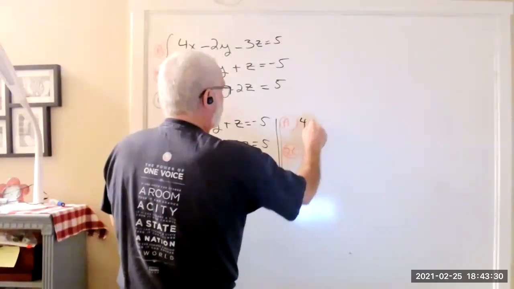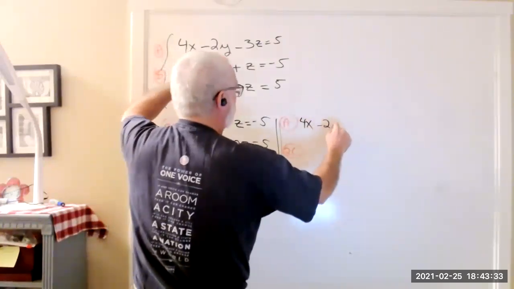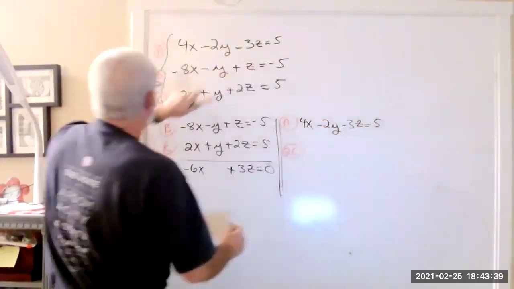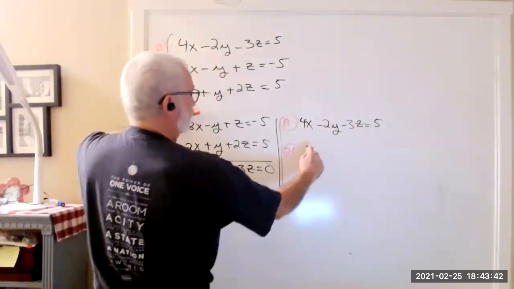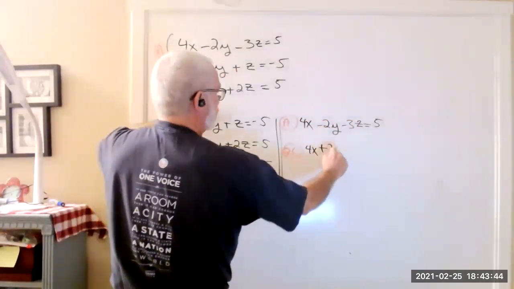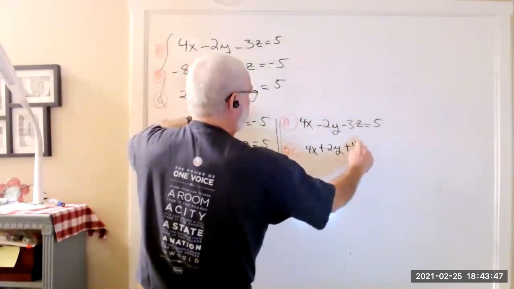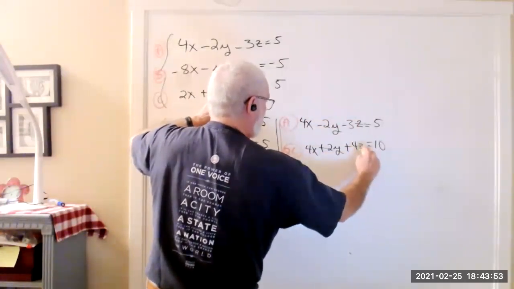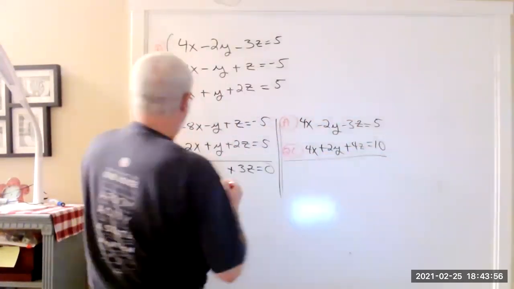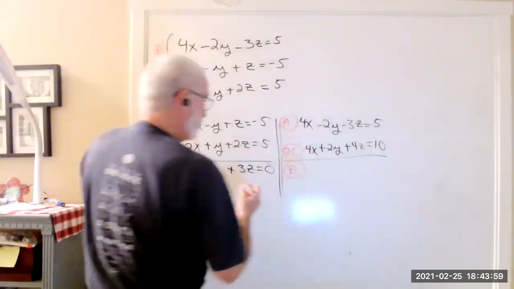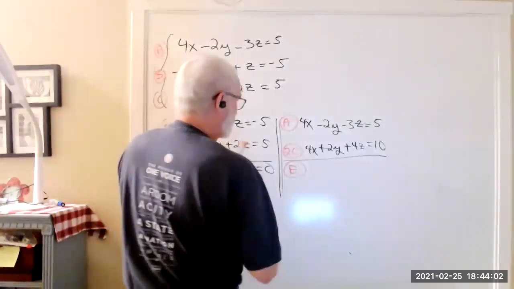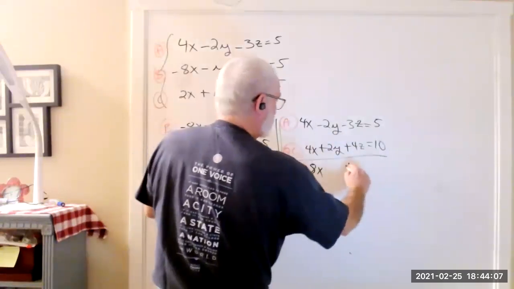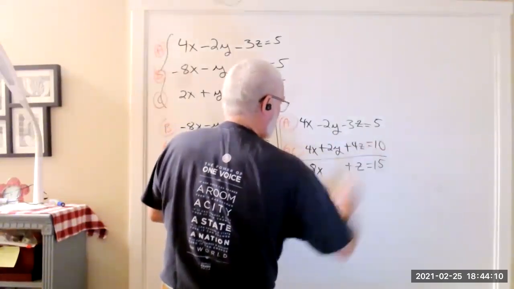A is going to be 4x minus 2y minus 3z equals 5. 2 times C is going to be 4x plus 2y plus 4z equals 10. Add these together, and I get my new equation E, which is 8x, my y's dropped out, yay, plus z equals 15.